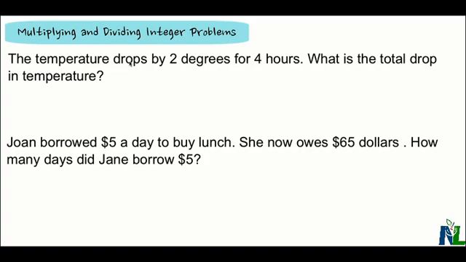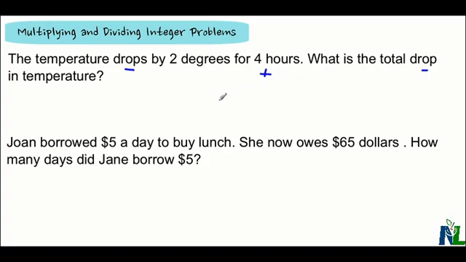So here, if I have a drop in temperature, the drop suggests to me that I should be considering this as a negative, okay? And the total drop, I'd expect my answer to be written as a negative number as well. For 4 hours, I have 4 hours time elapsing over 4 hours. That makes sense to be a positive.